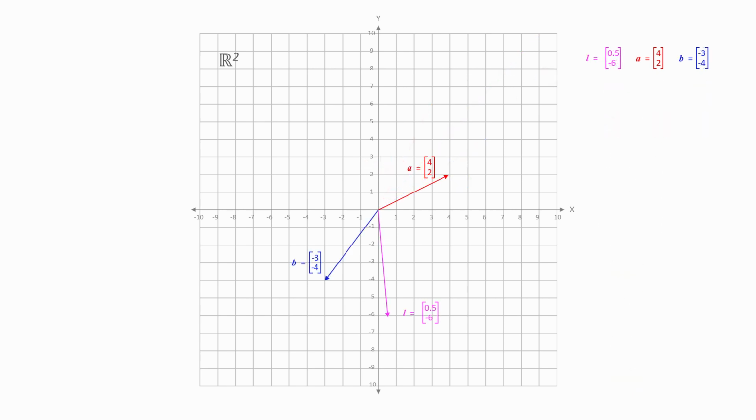Here's another example. We want to know if vector L is a linear combination of the vectors a and b, and if so, what are the coefficients? What are the values of x and y? Notice that vector b has negative components. That shouldn't make any difference here. We can take the same approach. Start by rewriting the information we have as a system of linear equations.